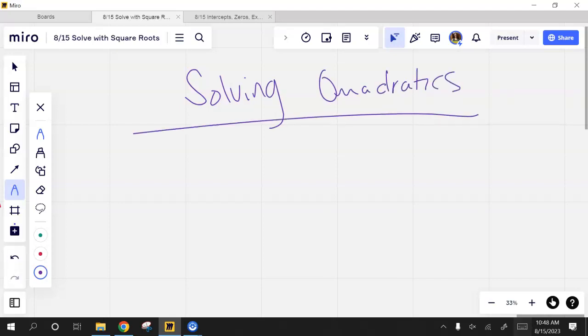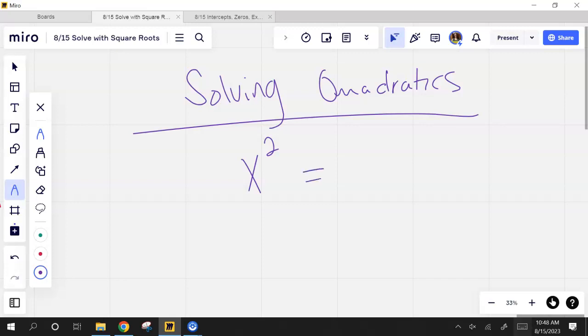Give me the definition of a quadratic. Equation-wise, how do you recognize a quadratic? The variable is squared, the x squared, right? Smiley face or frowny face. Is this a quadratic? What's it missing? It's missing the bx and the c, but it still qualifies as a quadratic because the x is squared, yes?